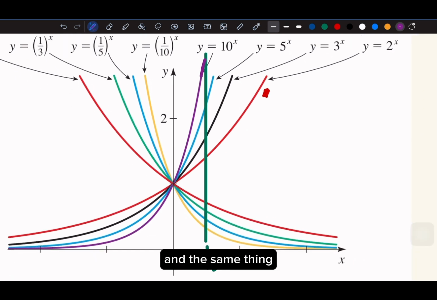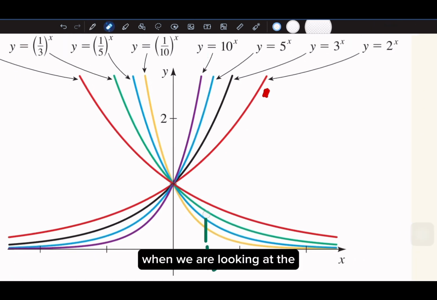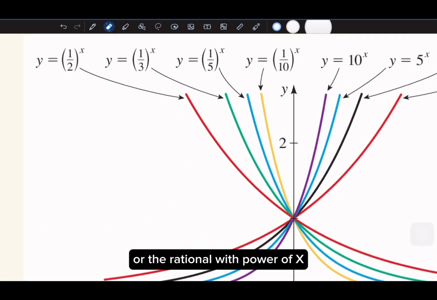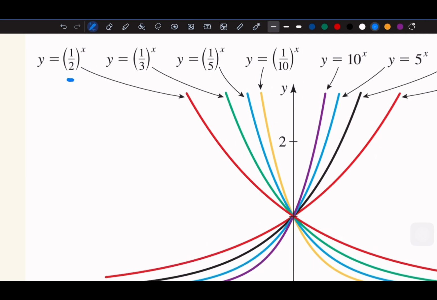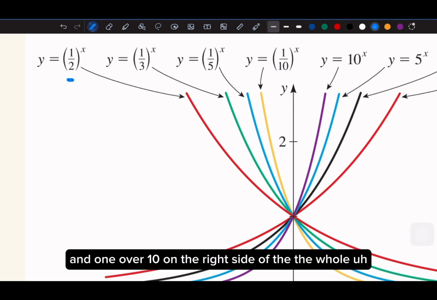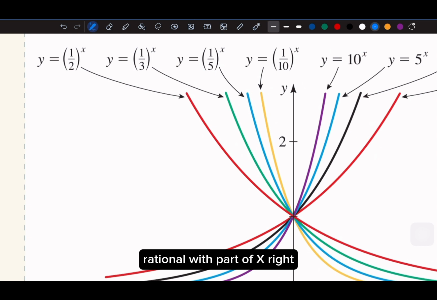And the same thing when we are looking at its negative counterpart, or the rational power of x, you could see that the 1/2 is going to be on the left side, and 1/10 on the right side of the whole rational power of x, right? So you can see that they are kind of reflecting each other, okay?